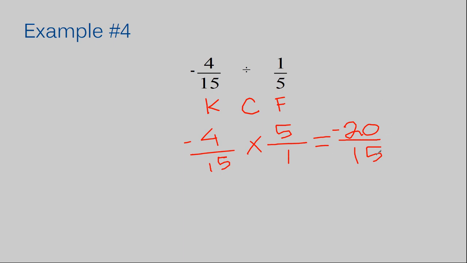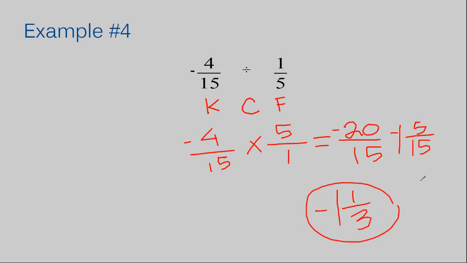Okay? Now, this is an improper fraction, so I'm going to make it look a little better. This is when I divide 15 into 20, and I get 1 and 5/15, and this is negative still. And my 5/15 can simplify, and it simplifies to 1/3. So the answer to example number 4 is negative 1 and 1/3. That was my last example.